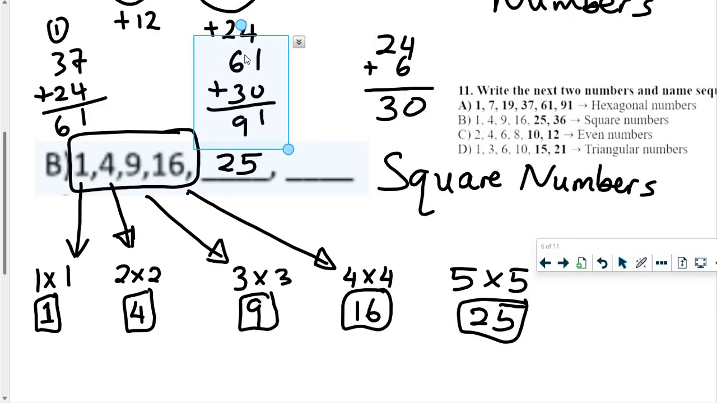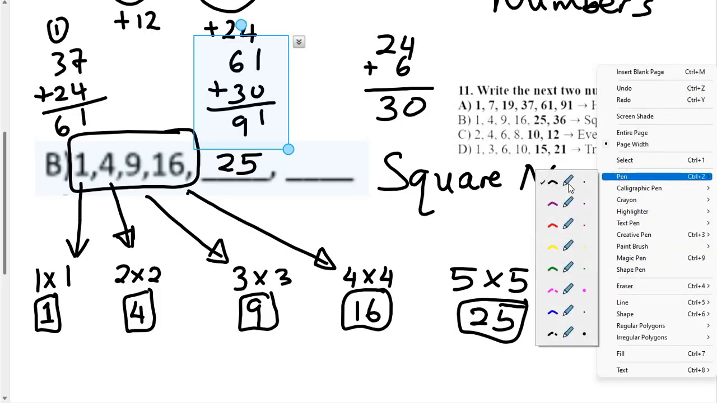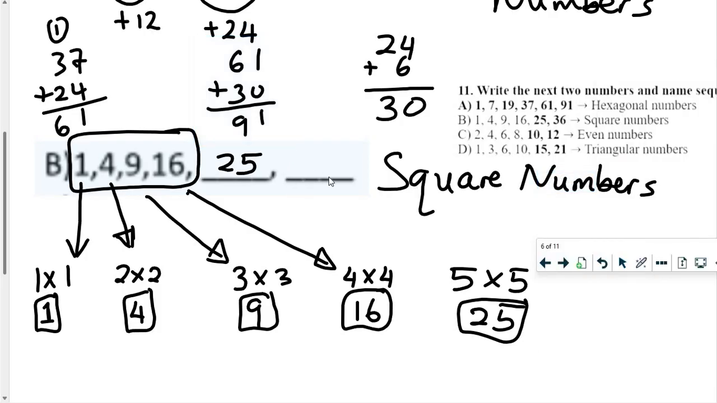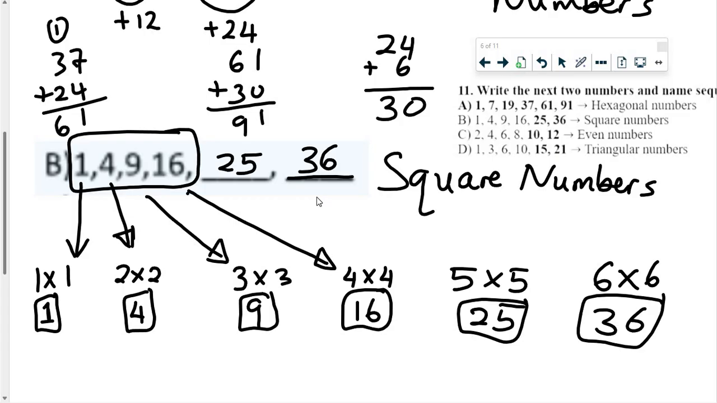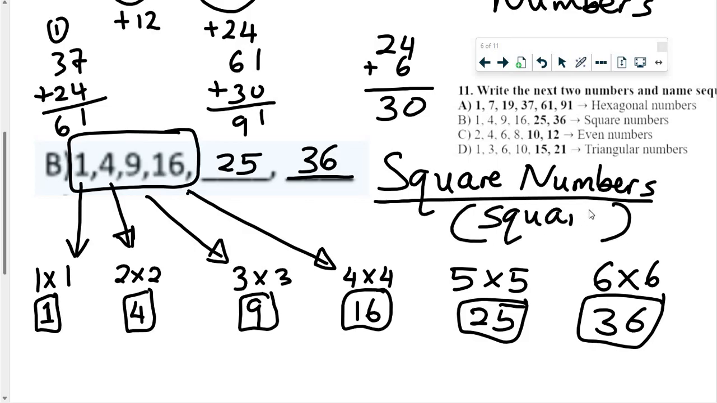All right, so now to get the next number after 25, you do 6 into 6, which is 36. So after 25, the next number is 36. And what type of sequence is this? This is the sequence of square numbers. Some other people call it a sequence of squares.